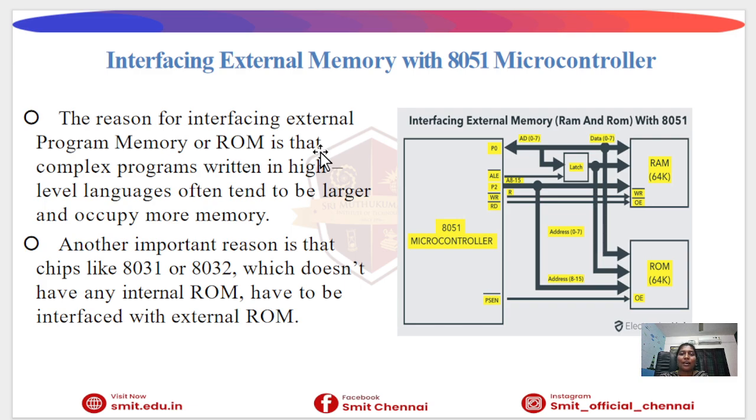Next one is interfacing external memory with the 8051 microcontroller. The first 32 bytes of RAM, from 00H to 1FH, are reserved for working registers. These 32 bytes are divided into four register banks: bank 0, bank 1, bank 2, bank 3. Each has registers R0 to R7. Only one bank is active at a time, and the selection is done using bits in the PSW register.